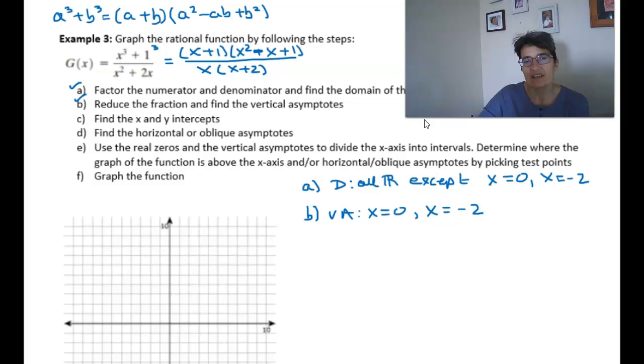Now let's find intercepts. Right, so g at 0, let's plug it into this original function, is going to be 1 over 0. Alright, so this is undefined. So notice there's no y-intercept because there's a vertical asymptote at x equals 0 along the y-axis. So no y-intercept.